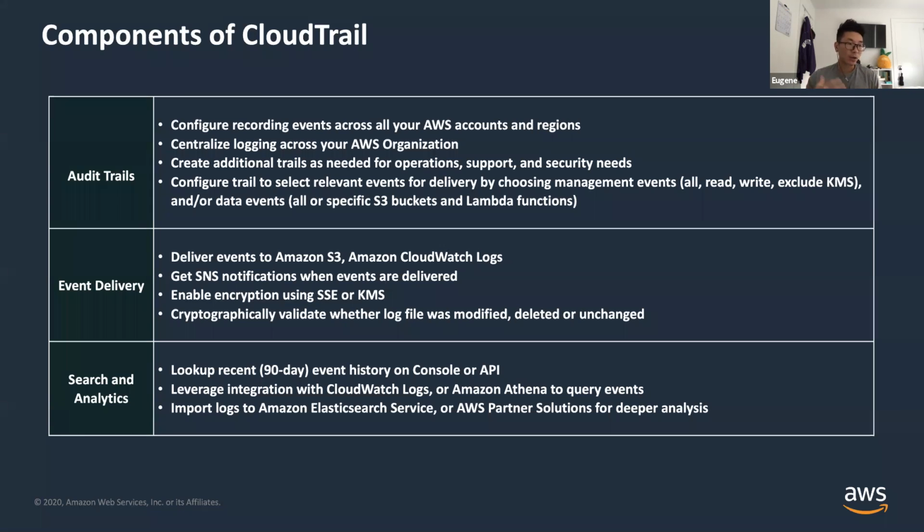Can you query, for example, who deleted a certain EC2 instance, or deleted anything within the past 90 days? And on the search and analytics side, you can leverage integration with CloudWatch Logs as well as Amazon Athena. For Amazon Athena, you store your CloudTrail logs in S3, and you use Athena to build out queries on events, to do the same thing I mentioned earlier: find out who did what, or whatever type of query you want to make.